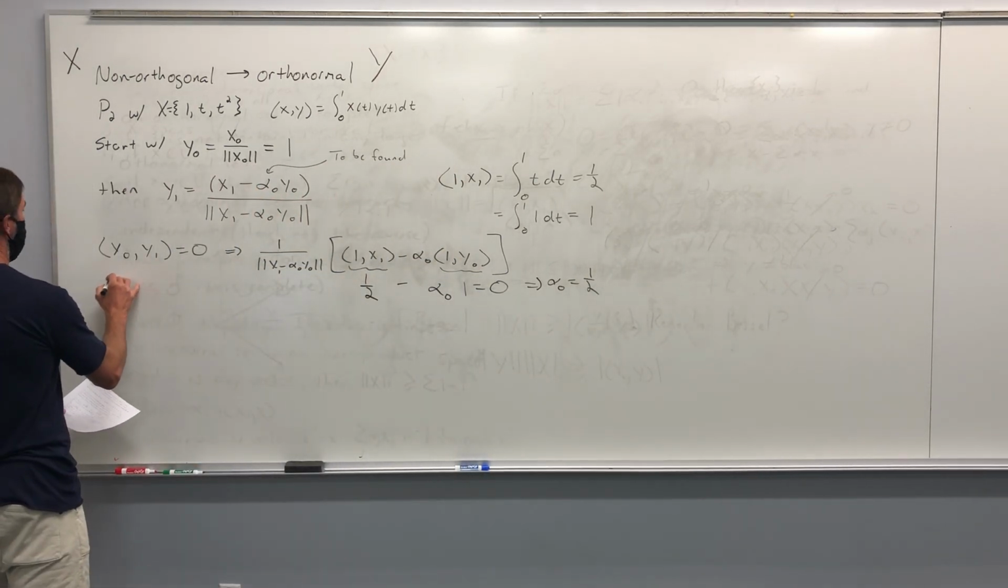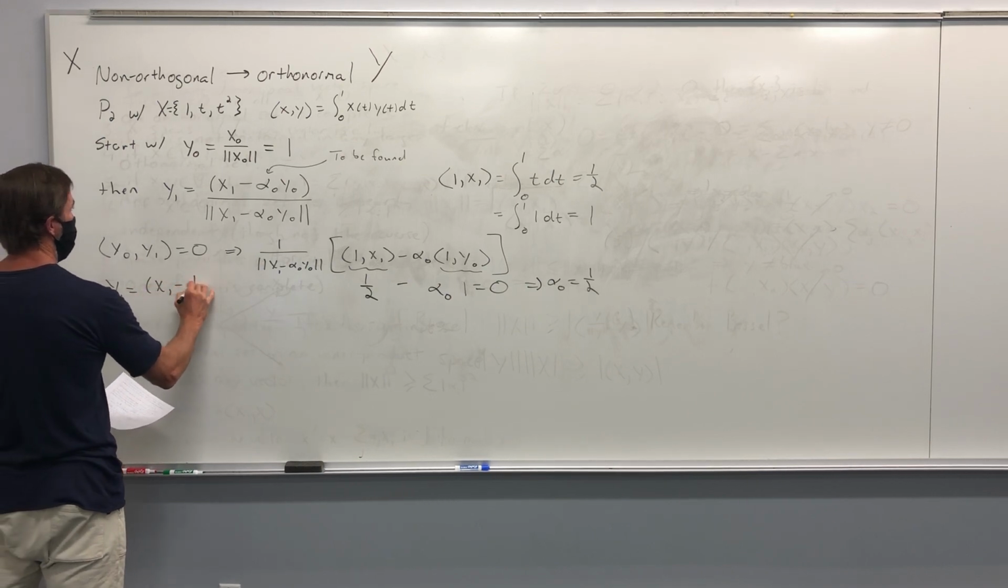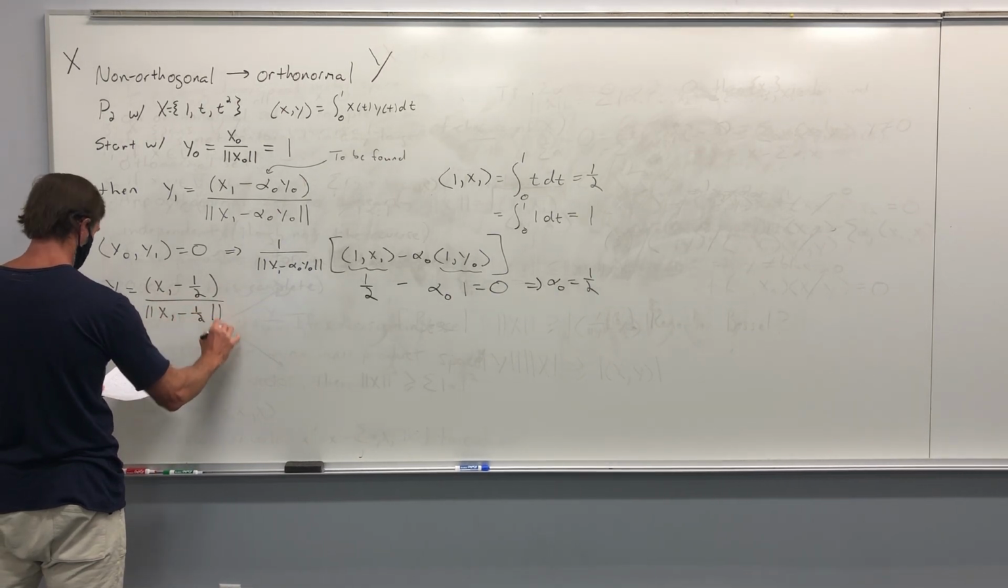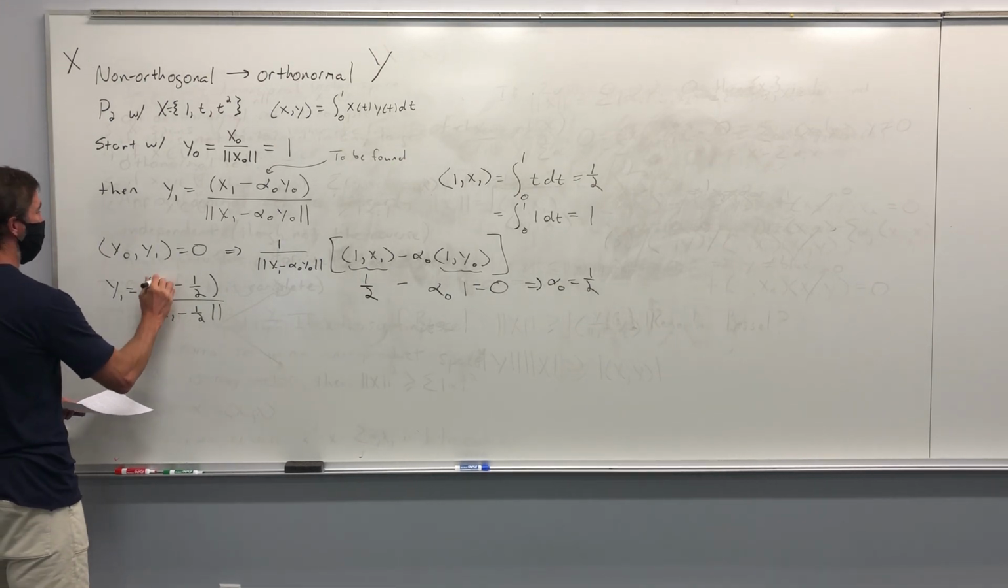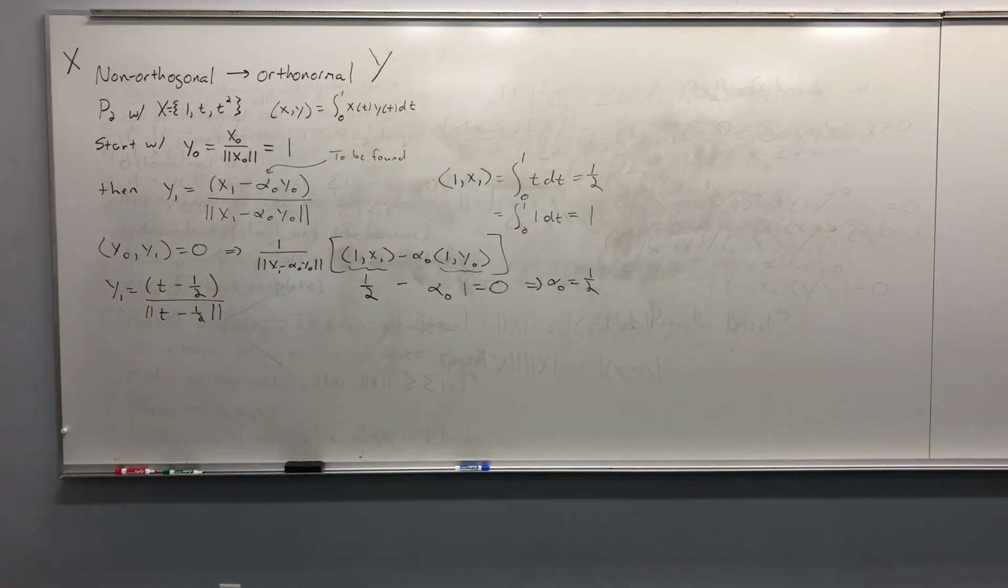And so now we have the full form of our y1. It's x1 minus 1/2 over the magnitude of x1 minus 1/2. Okay, but x1 is just t, so I don't really need to hide that.